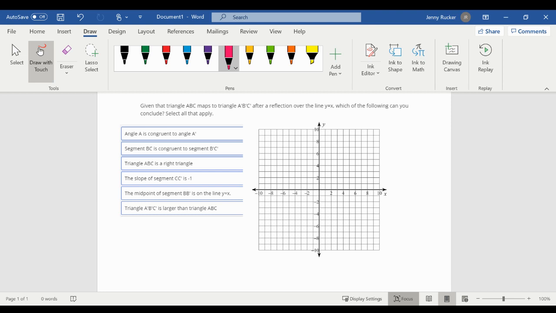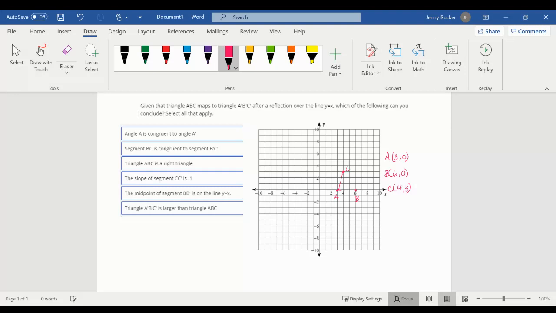Problem, we are given that triangle ABC maps to triangle A prime B prime C prime after reflection over the line y equals x. Let's go ahead and create triangle ABC in the coordinate plane. We can put triangle ABC anywhere that we want to. It wasn't specified in the problem. So I'm going to place A at 3, 0, B at 6, 0, and C at 4, 3.